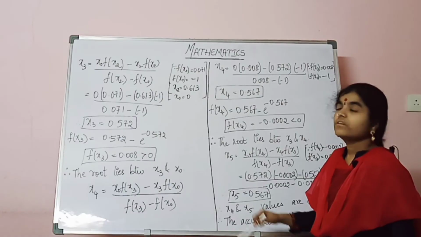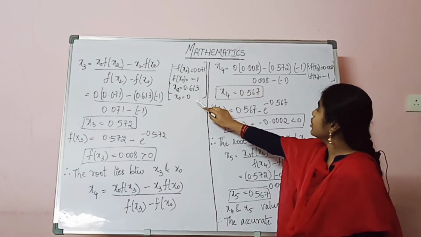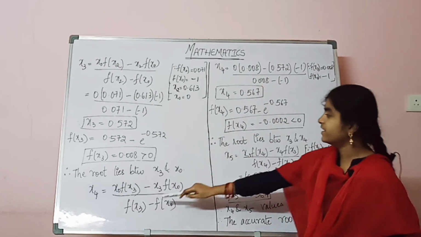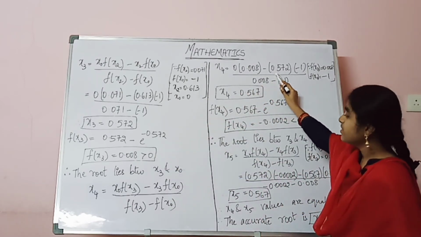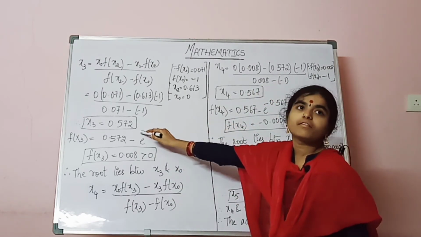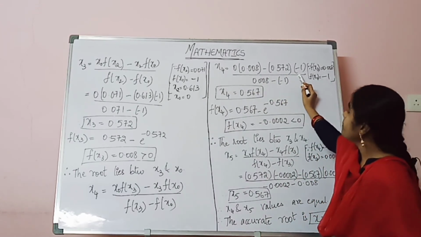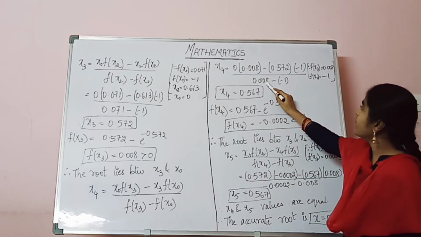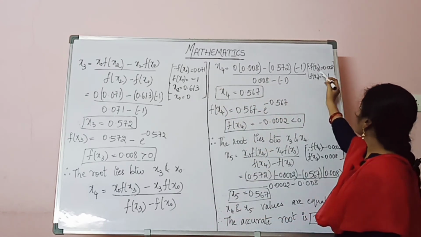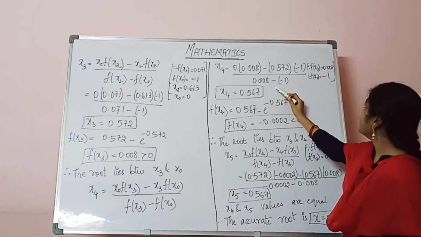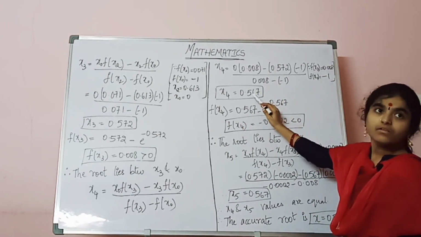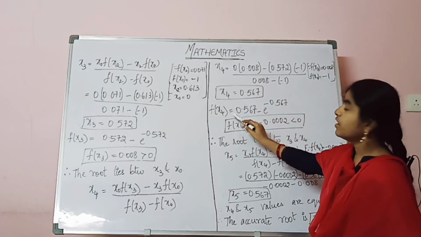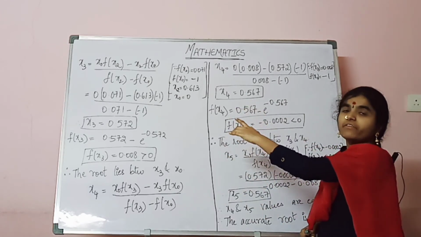So what is the value of x0 here? 0 into f of x3. What did we get here for f of x3? 0.008. We took this f of x3 value. Minus x3. What is the value of x3 here? 0.572 into f of x0. What is the value of f of x0? Minus 1, divided by again f of x3, 0.008 minus f of x0, minus 1. So what is the value of x4? 0.567.